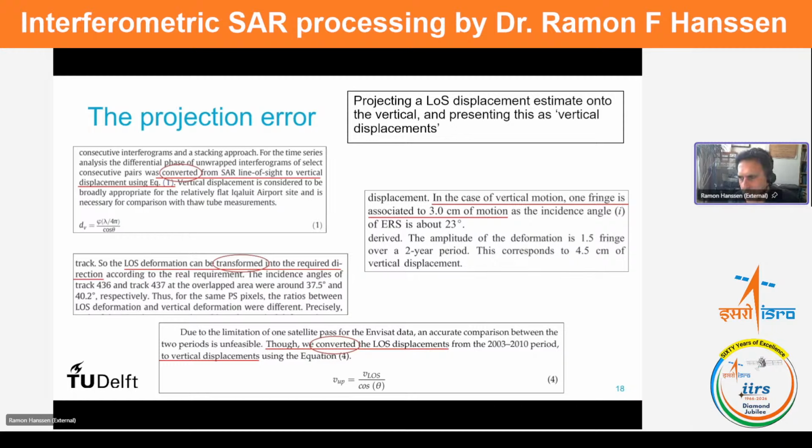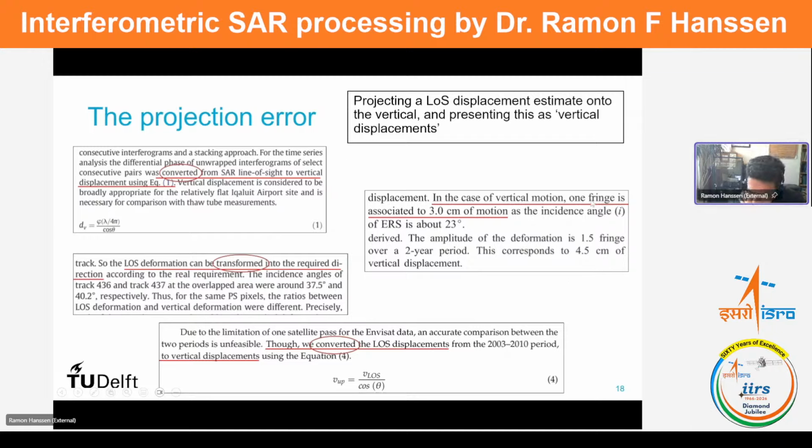And we come up with 2 types of errors or problems. One is what we call the projection error. And the projection error is defined as projecting a line of sight displacement estimate onto the vertical and presenting this as a vertical displacement. It was the example that I showed you before here, also converted from the line of sight to the vertical using this equation.